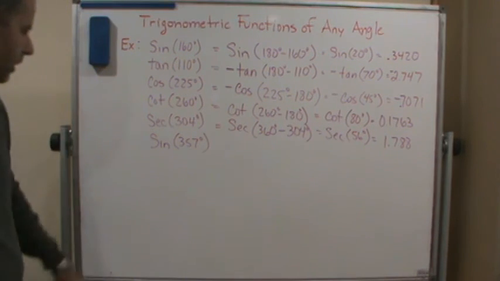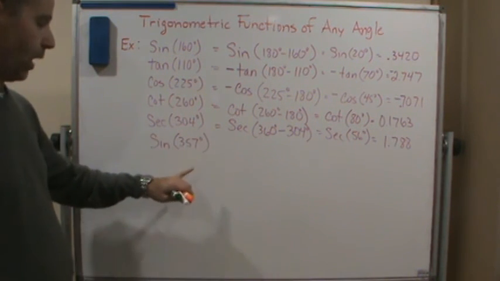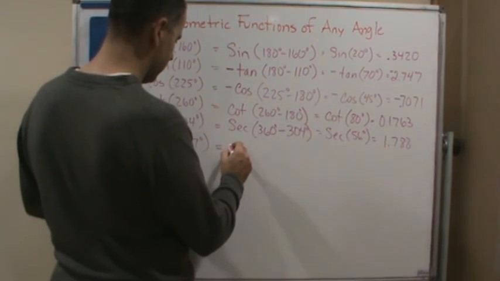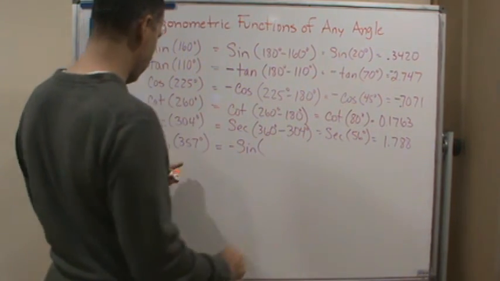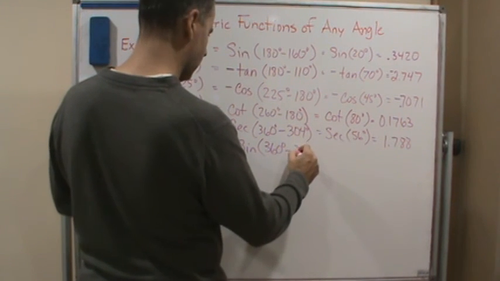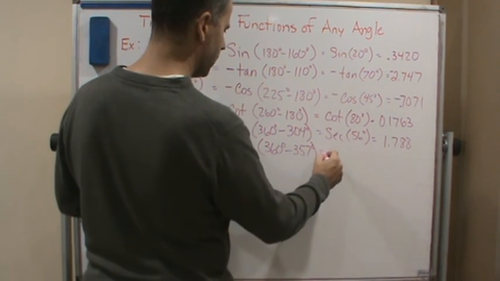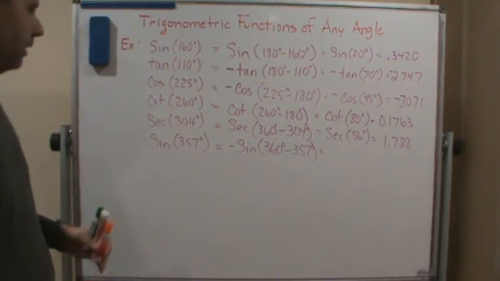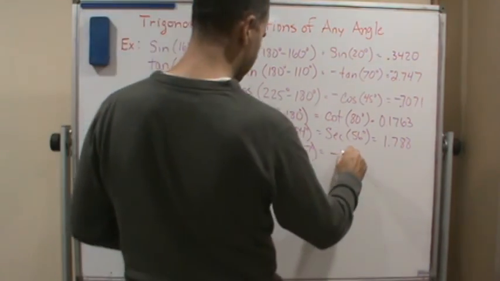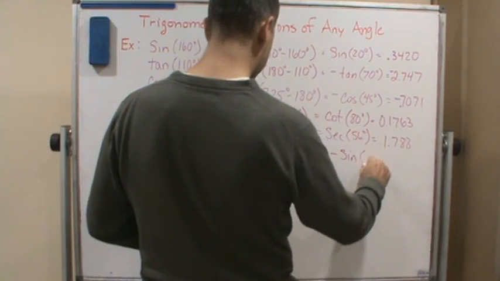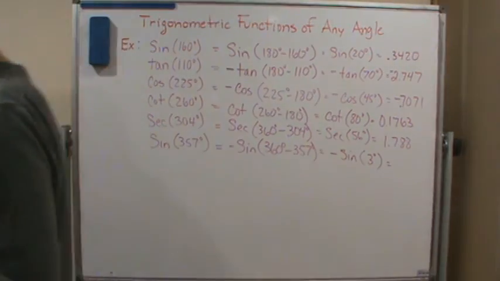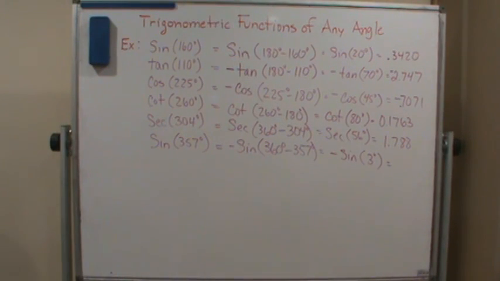And then finally, sine of 357. This is in the fourth quadrant, and sine is negative in the fourth quadrant. So now this is going to be negative sine. We're going to subtract this from 360, so it's 360 minus 357. Why are we doing this? We're just trying to get the reference angle. So negative sine of 360 minus 357 is negative sine of 3 degrees. And what do we get? We get negative 0.0523.